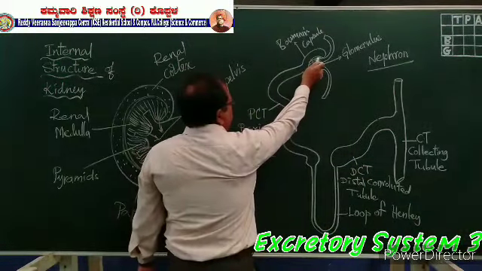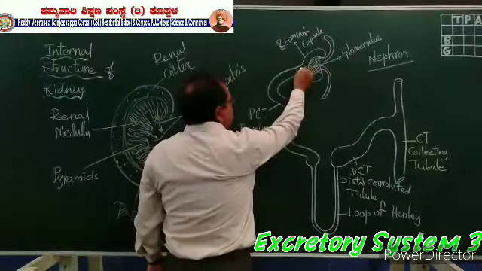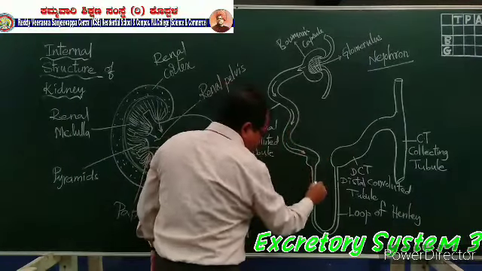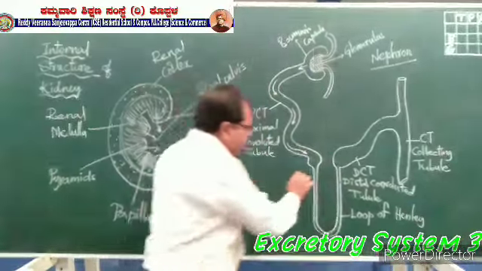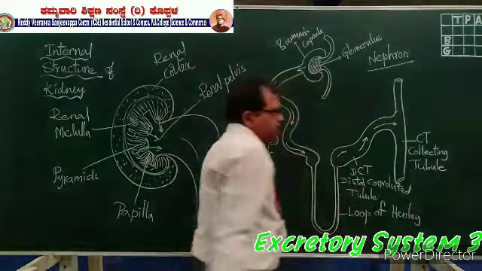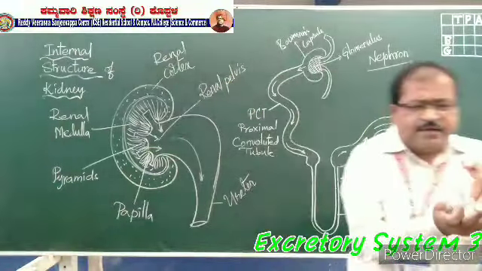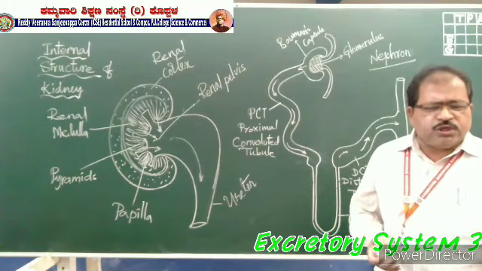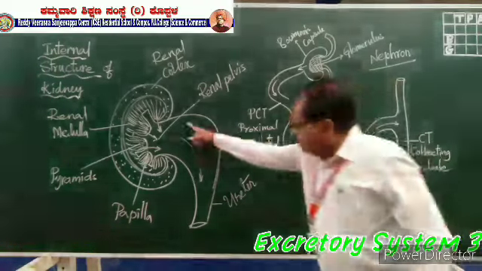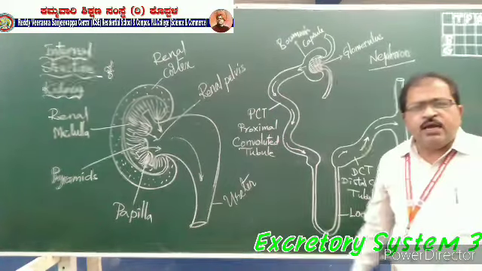So once again, the glomerulus filters the blood and the filtrate will enter into the PCT, travel along the PCT and enter into the loop of Henle. From here it moves towards the distal convoluted tubule and enters into the collecting tubule. And this collecting tubule will open into the renal pelvis, pouring the urine which is formed there into the renal pelvis, and the renal pelvis will carry that to the ureter, and the ureter will carry it towards the urinary bladder.